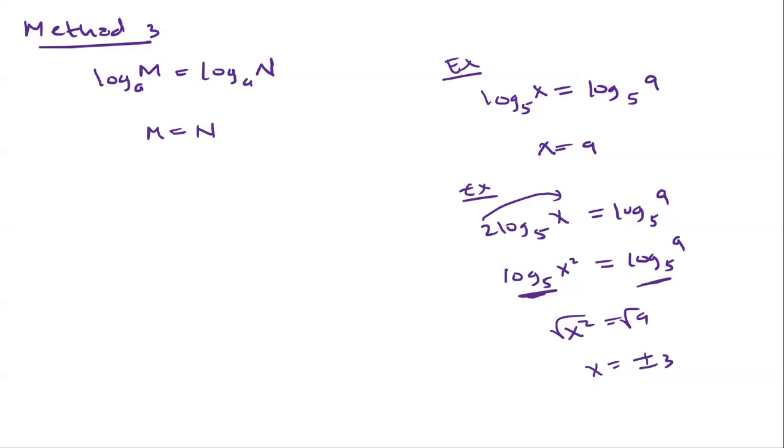If we leave it in the format 2 log base 5 of x equals log base 5 of 9, and plug in negative 3, that's log of a negative 3, so that's not going to work. So our only solution will be x is positive 3. Again, we plug it back in the original form.